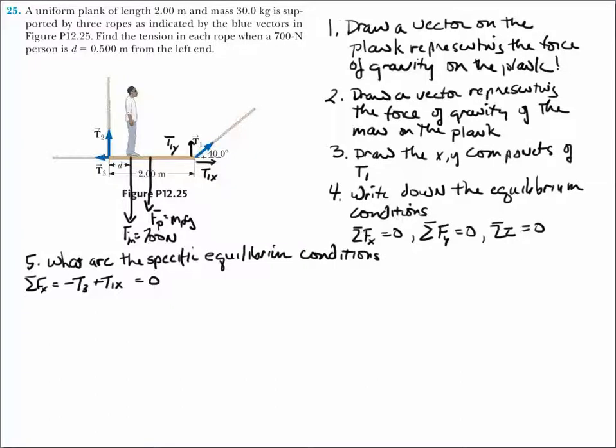Okay, go ahead and write down the sum of Fy, the forces in the y direction. And you have that T2 minus Fm, the force of the man on the plank, minus Fp, the force of the plank, plus T1y, which is the vertical component of T1, all must sum to 0.